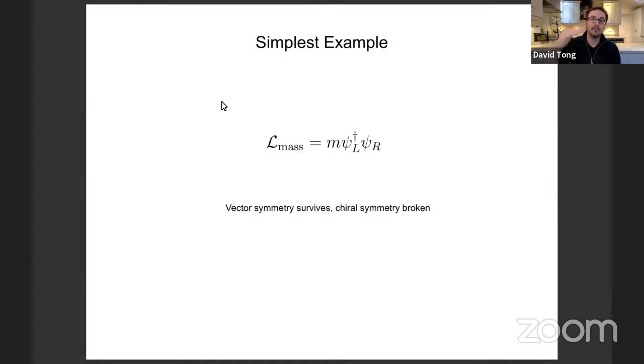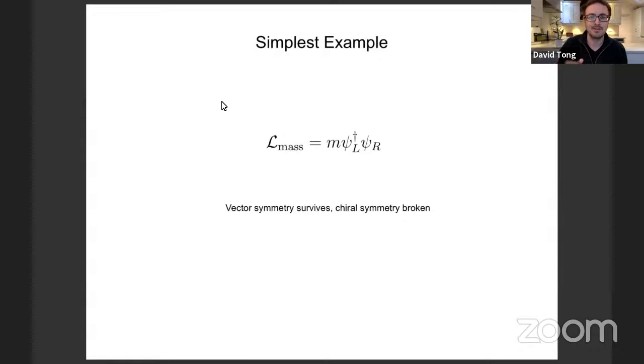However, if you give the fermion a mass, the chiral symmetry or the axial symmetry, that's the one that acts differently on the left and right-handed fermions, is broken, while the vector symmetry survives. So at a very naive level, you might think that the answer to the question on the previous slide, what symmetries survive when a fermion gets a mass, is, well, vector symmetries survive and chiral symmetries are broken. And that's partly right, but not really.